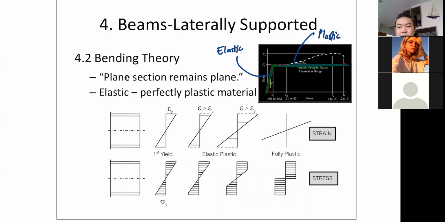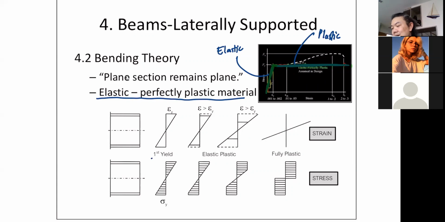So in turn, they call this simplified stress-strain relationship of the steel the elastic, perfectly plastic material. The perfect plastic means it goes straight just like that. And we are going to use this for our design model. Okay, any question on this one?